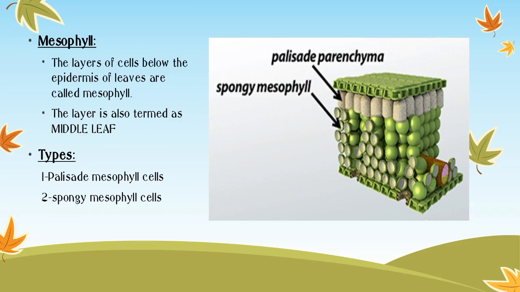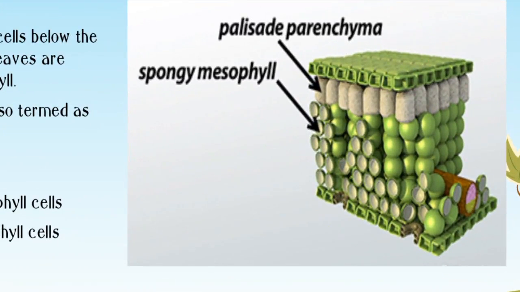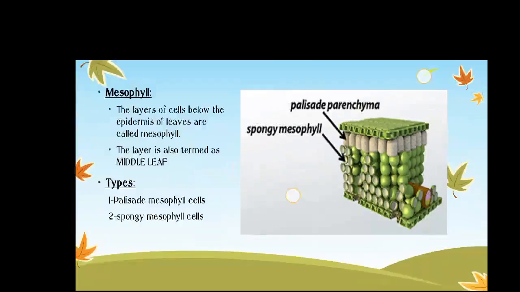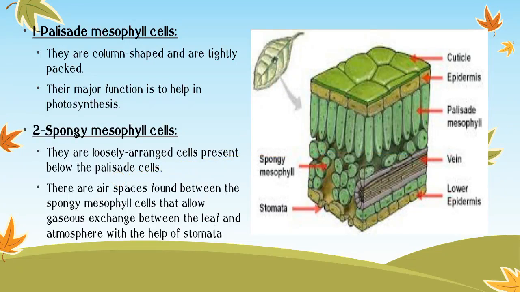There are two types of mesophyll cells that are present in the mesophyll layer. The first one is palisade mesophyll cells and the second one is spongy mesophyll cells. In the diagram, these are the palisade mesophyll cells, and here you can see the spongy mesophyll cells. One by one we will discuss them in detail.